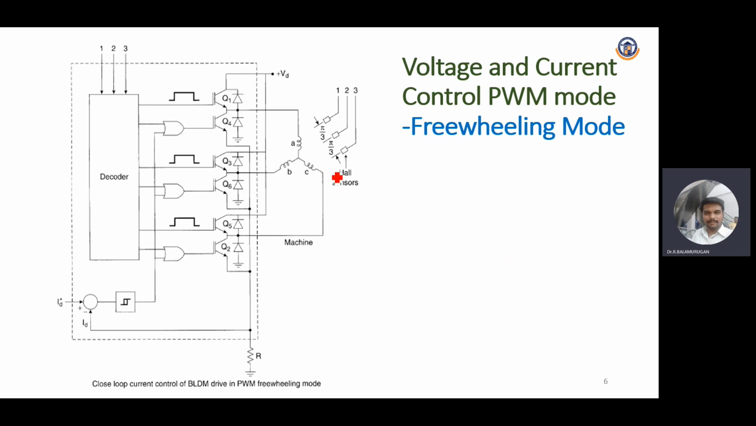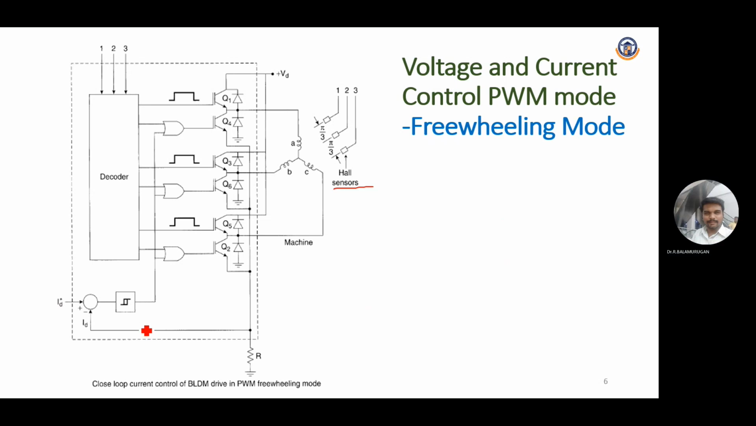Likewise, each and every phase will be connected to two switches, and you can see the Hall sensors which are used for measuring the position of the motor shaft. The position will be given to the decoder. The decoder will process the Hall sensor inputs taken from the motor, which will give the position of that motor. According to that, the switches will be triggered based on the reference current generation. So we call this type of mode a freewheeling mode.